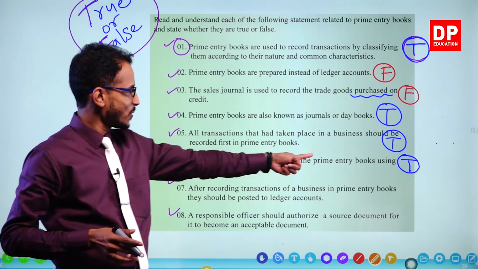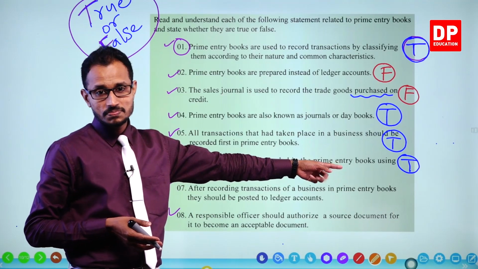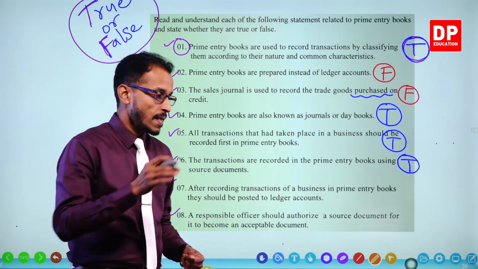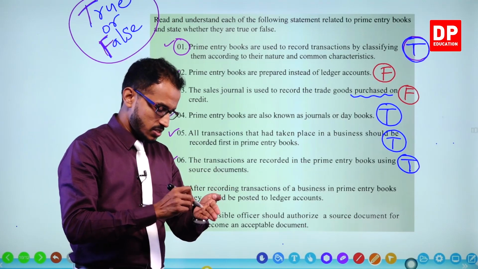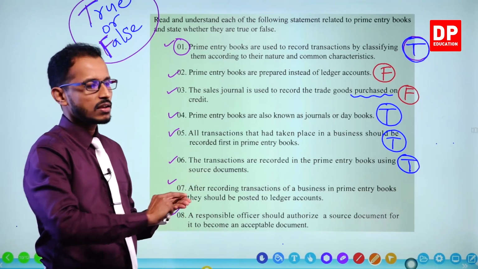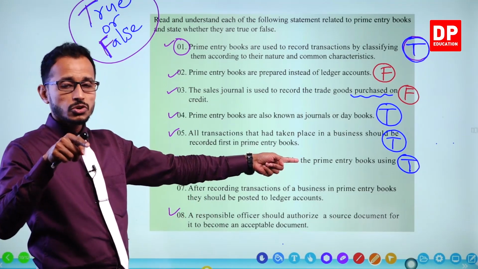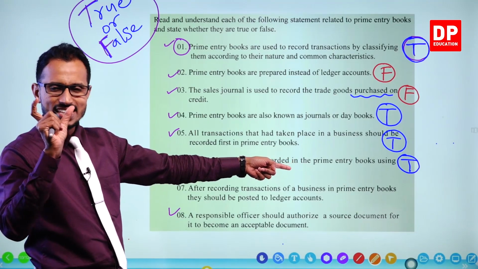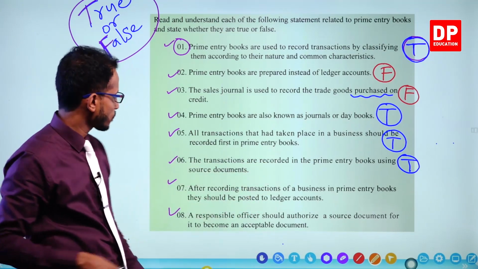Right? So source documents are the bills. The common word is bills. Every single transaction, for everything that happens in a business, if it is a transaction, you issue a bill, right? You issue a source document. And those source documents are used to get the transaction information to prime books.